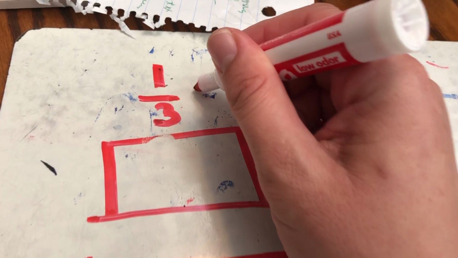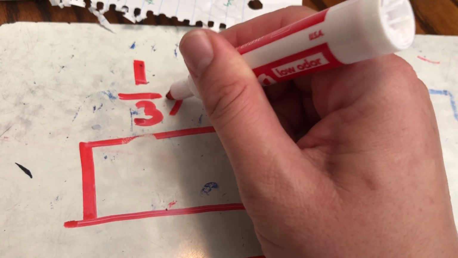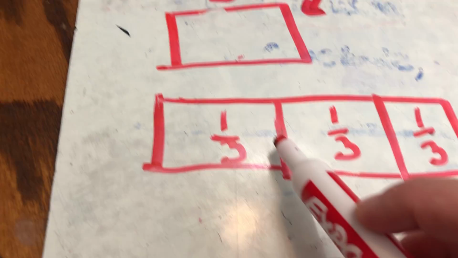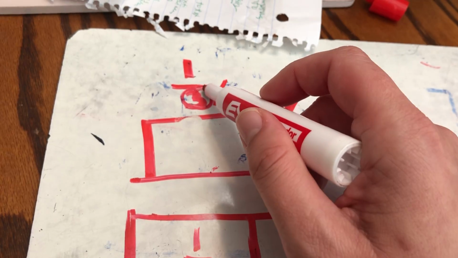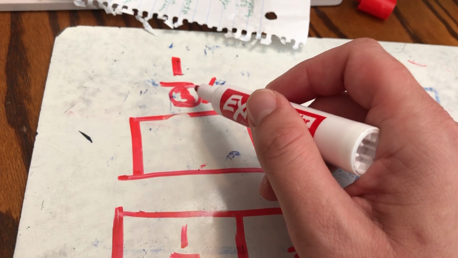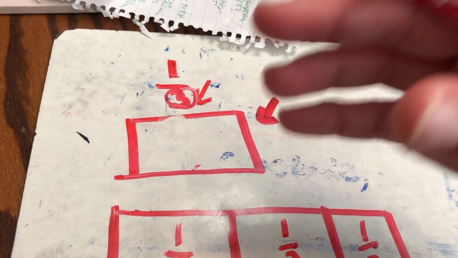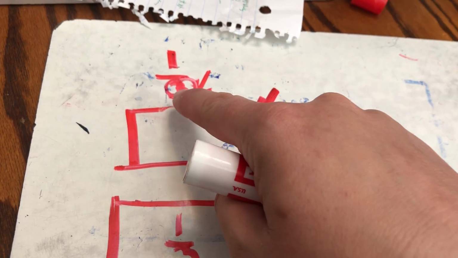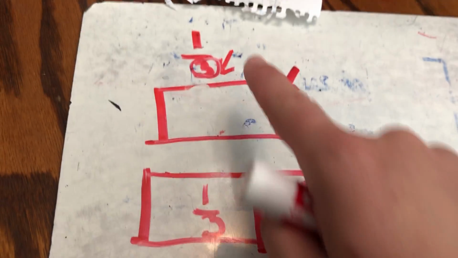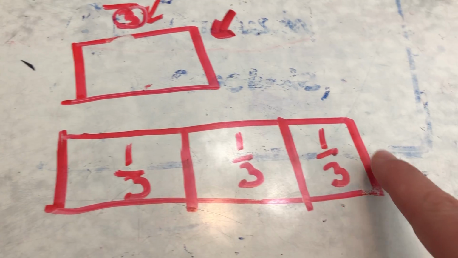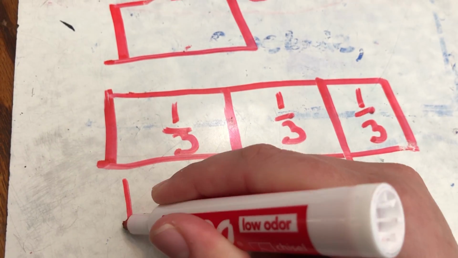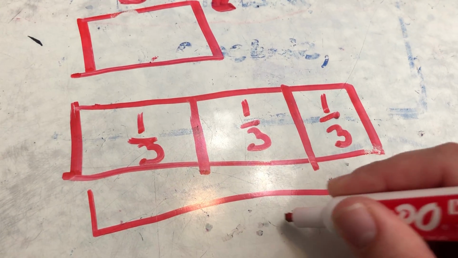You can tell how many pieces are in the whole by looking at the denominator, okay? The 3. So I know that if I look at the 3 or the denominator, that means the whole shape that we partition is going to have 3 pieces all together. And they're each going to equal 1/3. So 1/3, 1/3, 1/3. That all equals one whole.